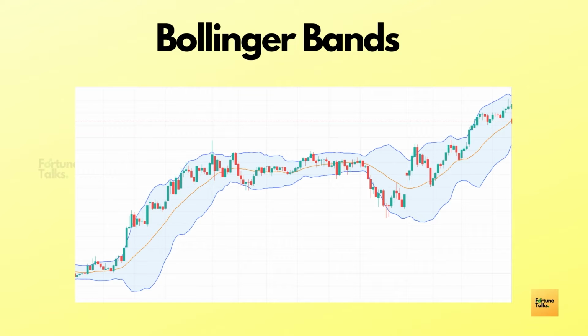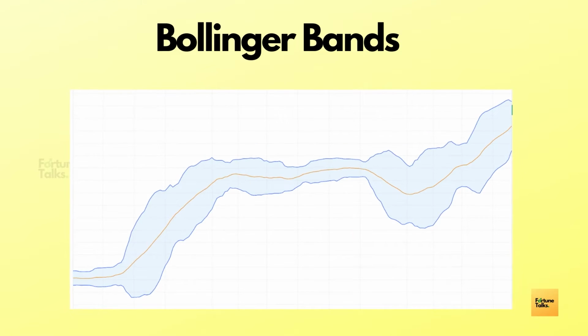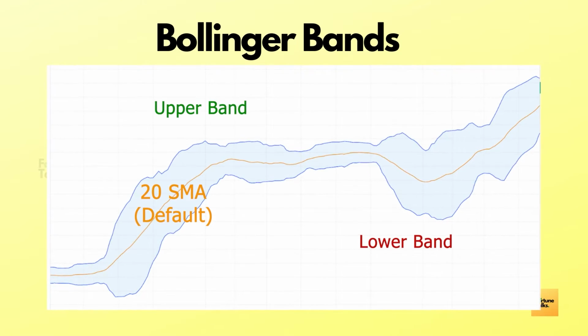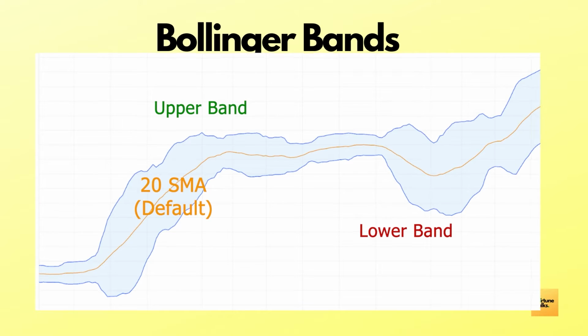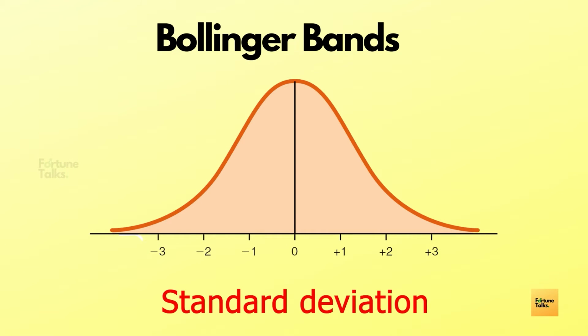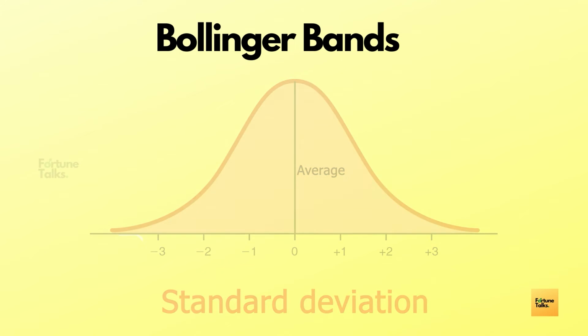So the Bollinger Bands is made up of actually 3 lines, or in fact 3 bands to be precise. So there is an upper band, a middle band and a lower band. The middle band is the 20 period simple moving average. The upper and lower bands are 2 standard deviations away from the middle band. So if you don't know about standard deviation, simply put, standard deviation is a statistical concept. So it describes the variation of prices around an average value or an average price.